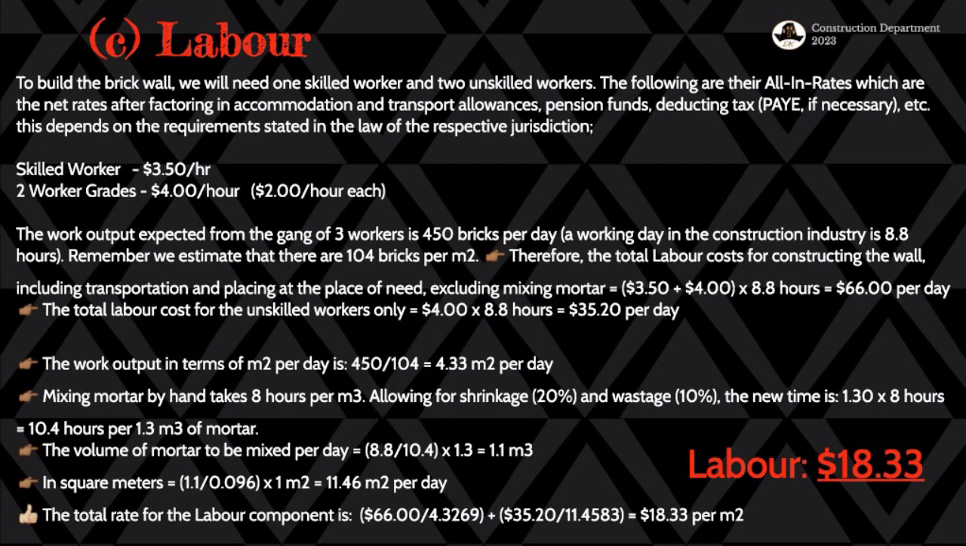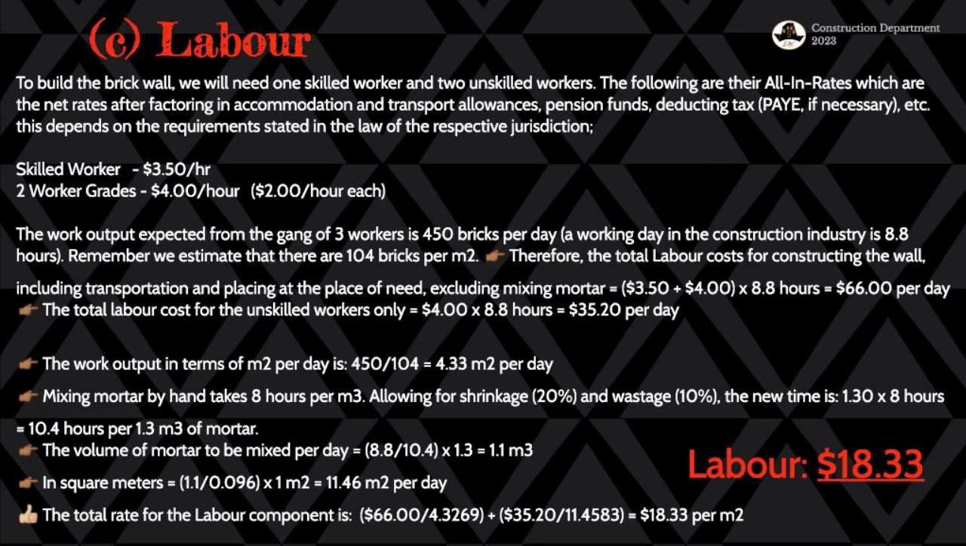Multiplied by 1 square meter, because we're trying to look for 1 square meter. So we're saying 0.096 is for 1 square meter. What about for 1.1 cubic meters? We calculate that using proportion. That's what we're doing, and then we get 11.46 square meters per day. So that's the square meters that we're expecting per day.